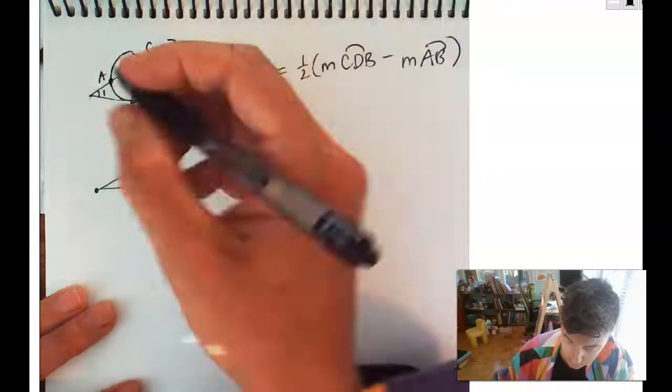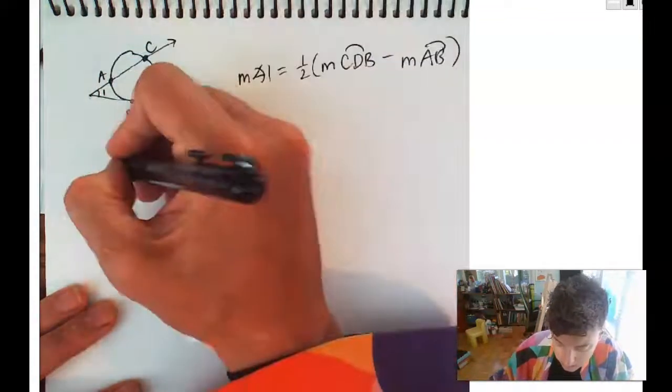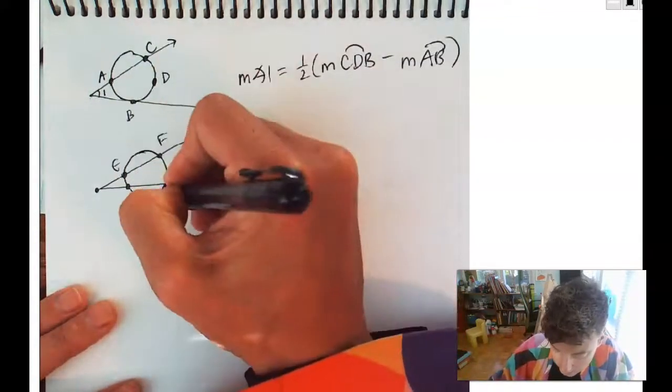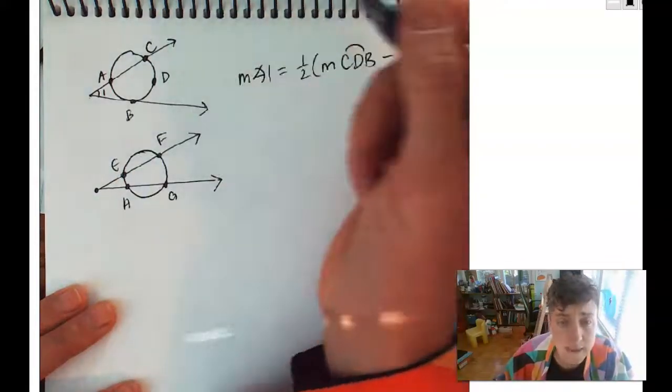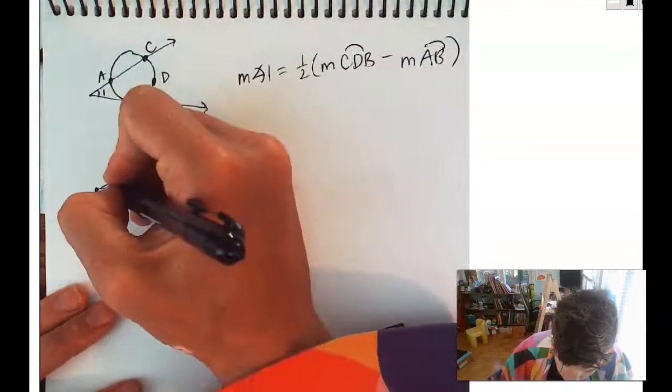Let's put some letters here. Let's do some different letters: E, F, G, and H. And now we'll call this angle 2.